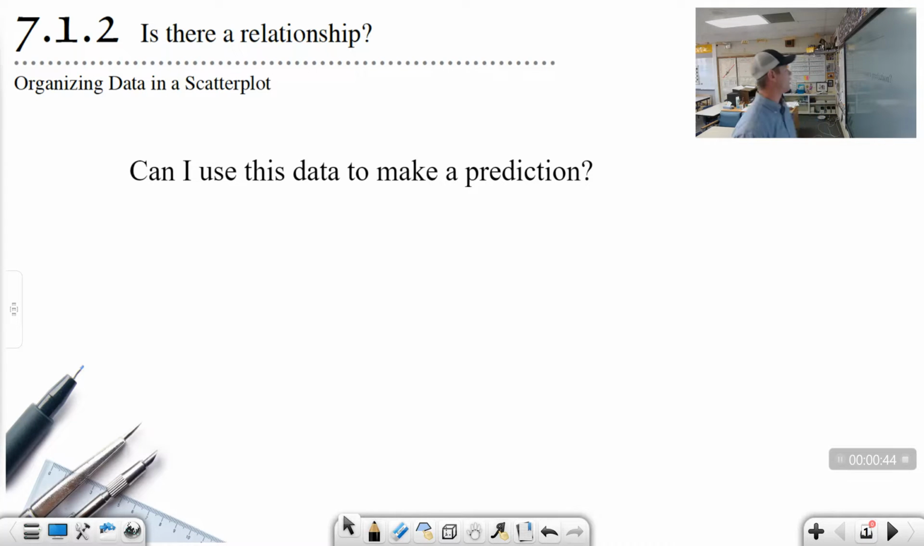So today's question, is there a relationship? We're going to organize information in the scatter plot. And question, can I use this data to make a prediction? This is the purpose of 8th grade mathematics, is to learn to make a prediction. Predictions like weather, predictions like gas prices, economy, predictions like, are you going to graduate from the 8th grade? Those are predictions that we have to make as mathematicians for the future.